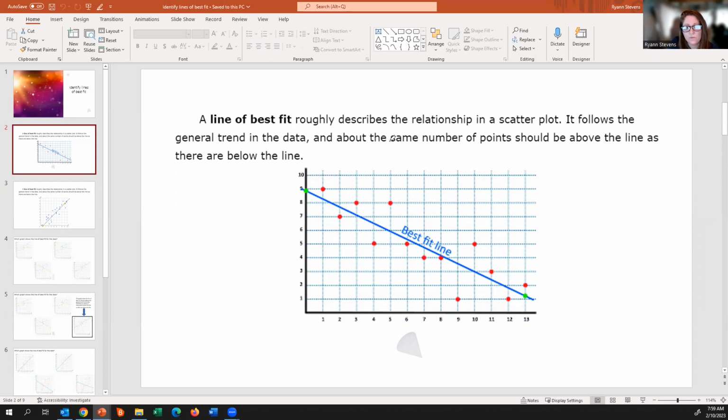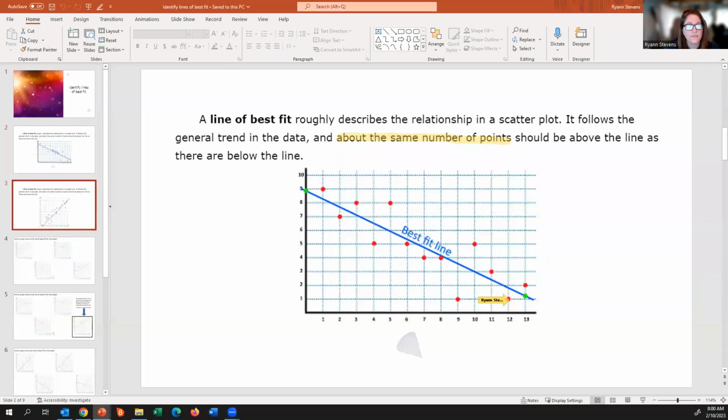And what we really want to look for is that there's about the same number of points above the line as there are below the line. So as we can see with this scatter plot here, if we look at the line identified in blue, we have about 1, 2, 3, 4, 5, 6 points above the line, and 1, 2, 3, 4, 5, 6, 7 points below the line, which is okay that we have an odd number on either side, but it is very close, okay? And that's what we want to have when we identify that line of best fit.